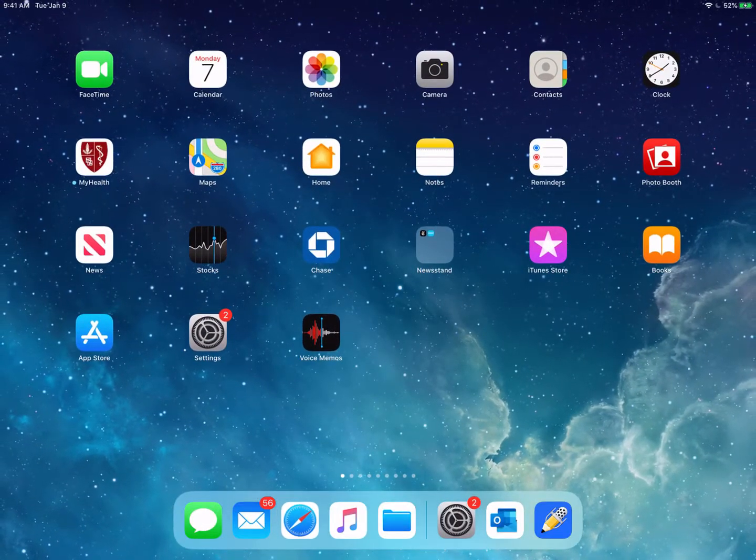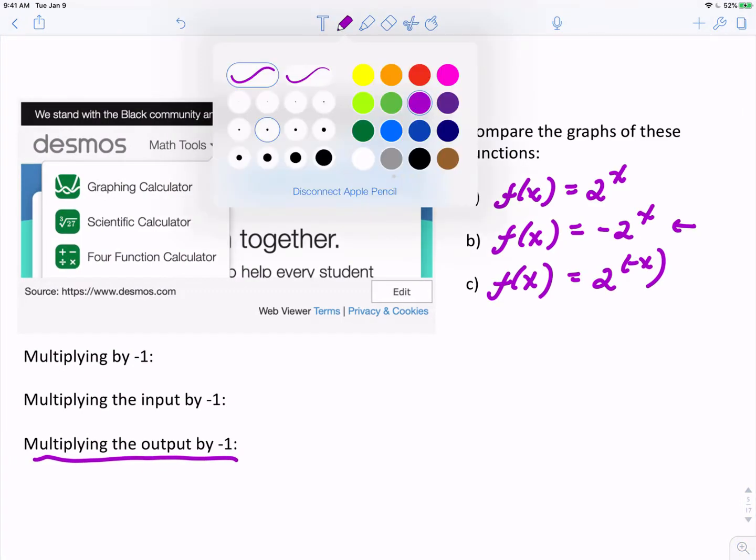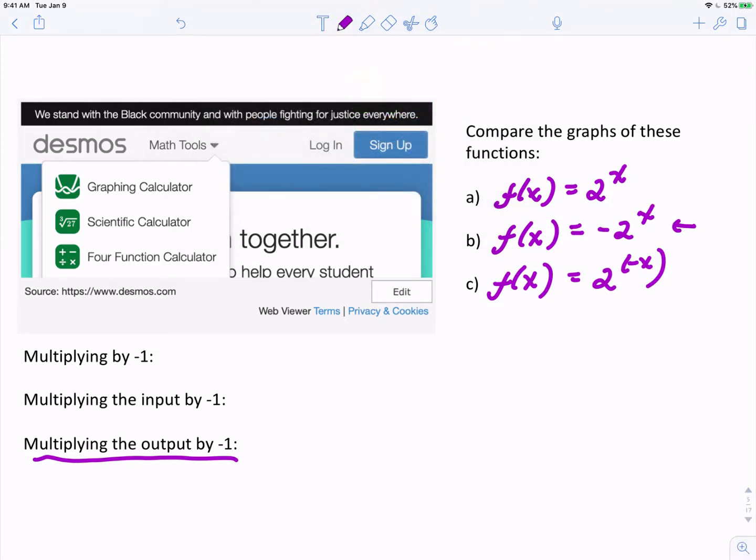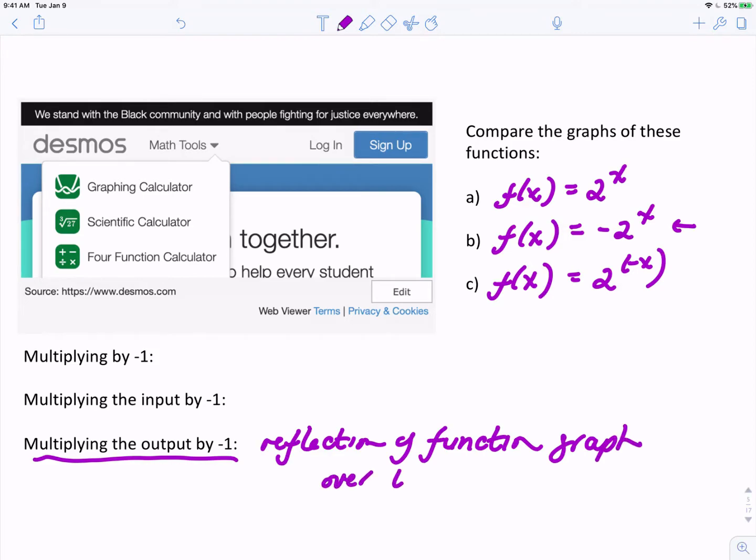So let's go ahead and record that in our notes. All right, so multiplying the output by -1 has resulted in a reflection of the function graph over the x-axis.